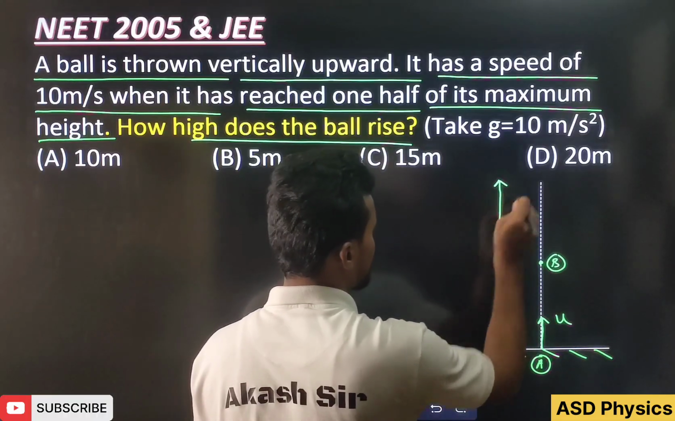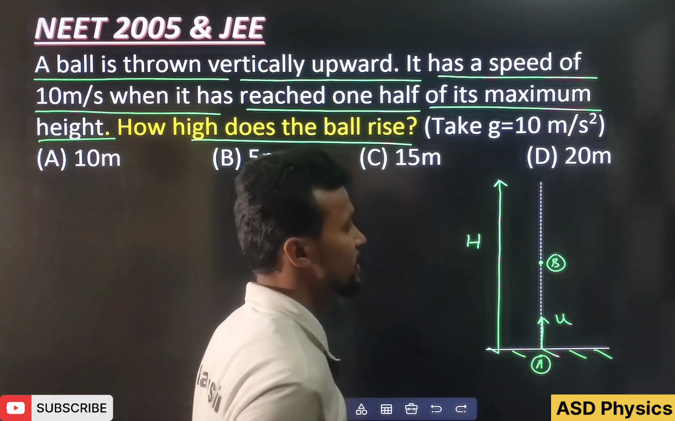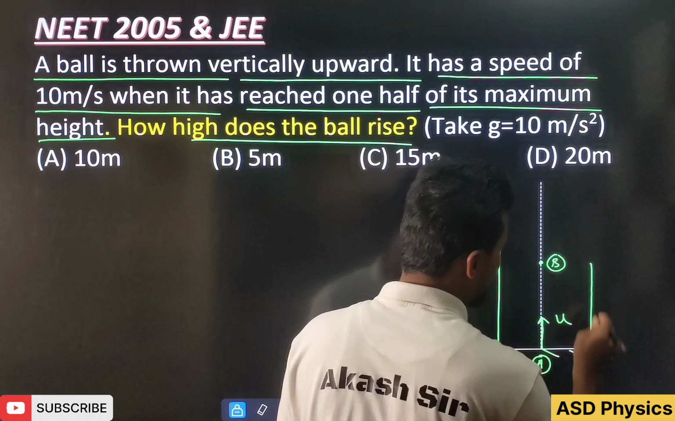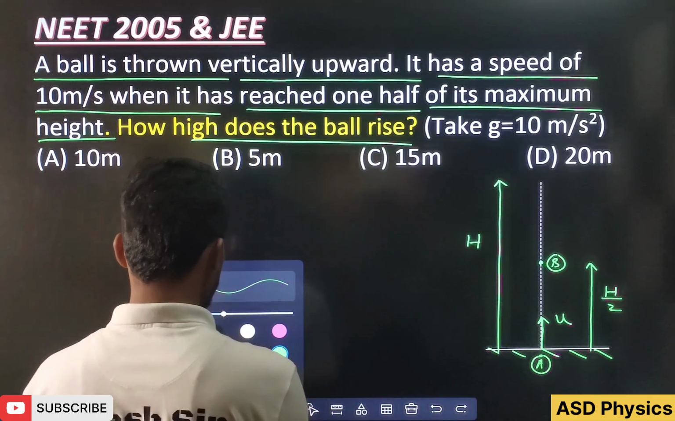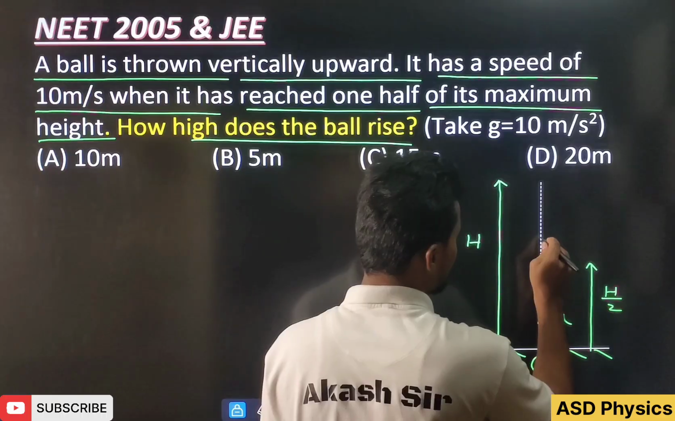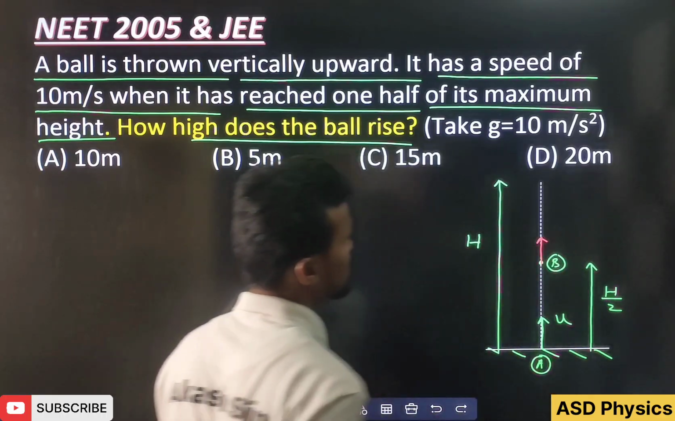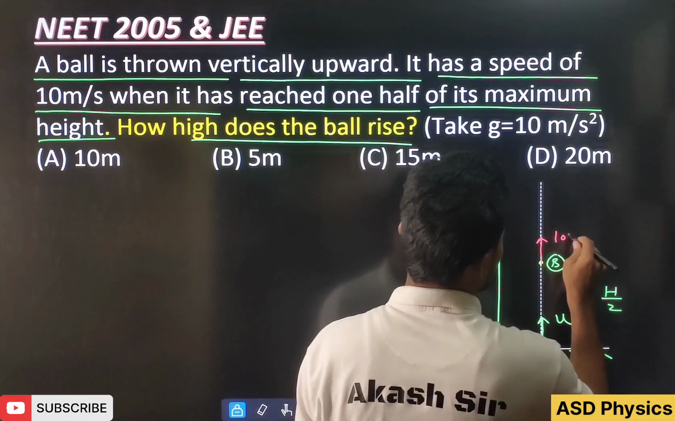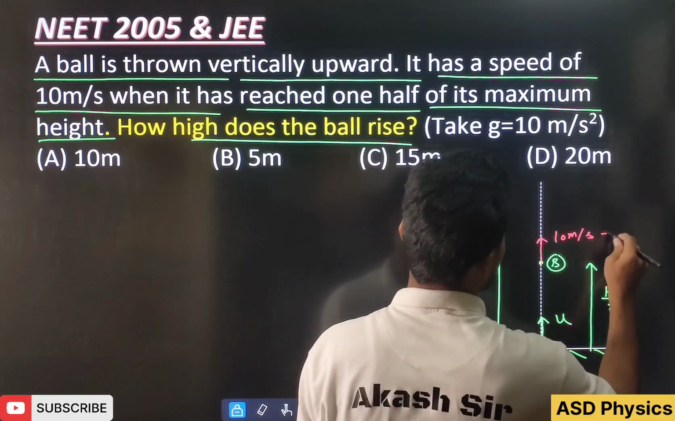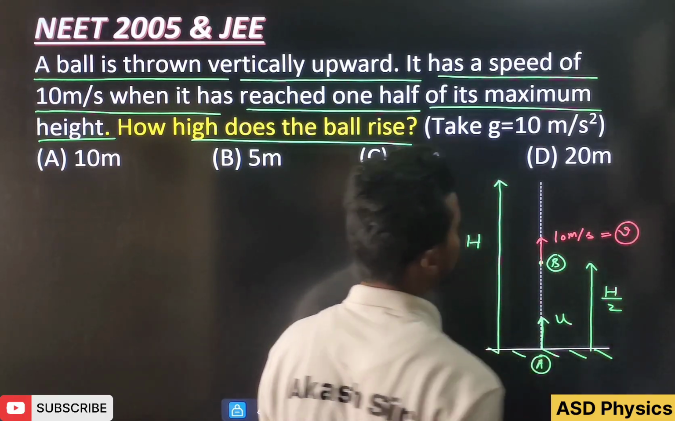Okay. And this is the maximum height h. And when it is reaching, where, students? At half of the maximum height, that means h by 2. At that time, its velocity, how much is given here? Let's see here. At this time its velocity, they are telling here, is 10 meter per second. This v is indicating the velocity.